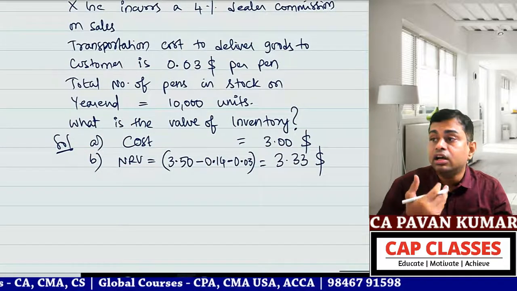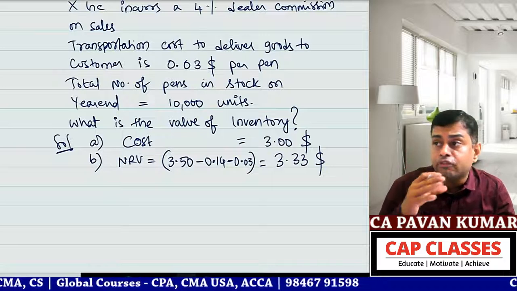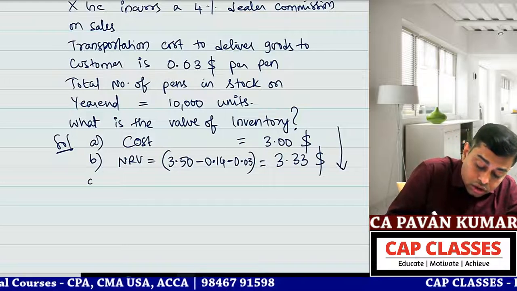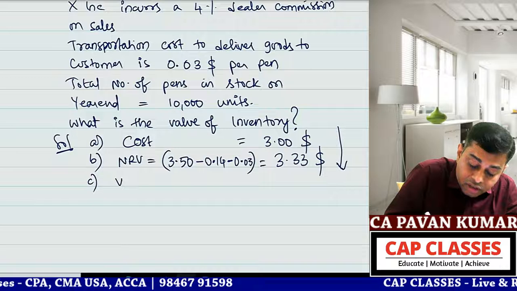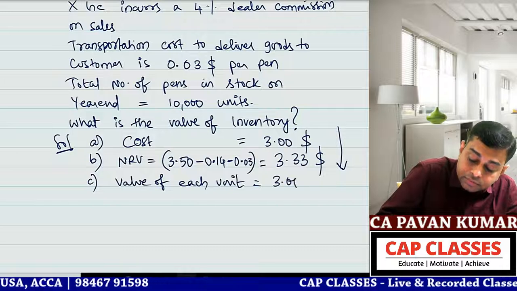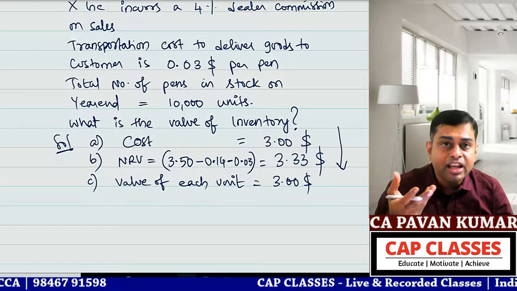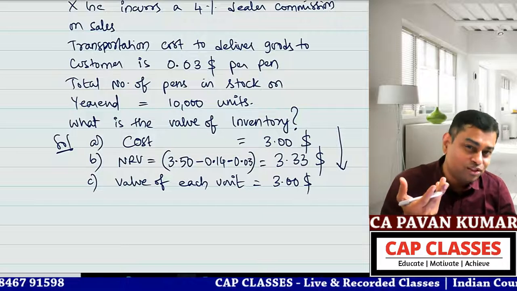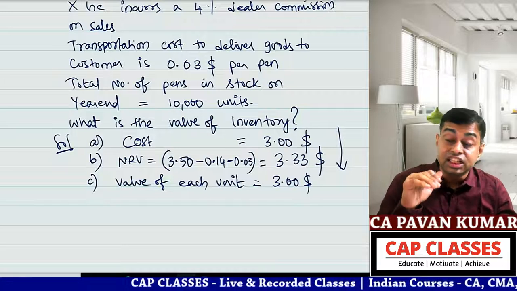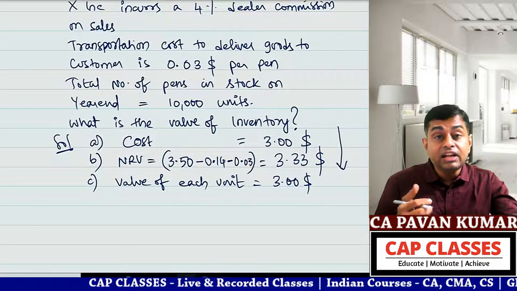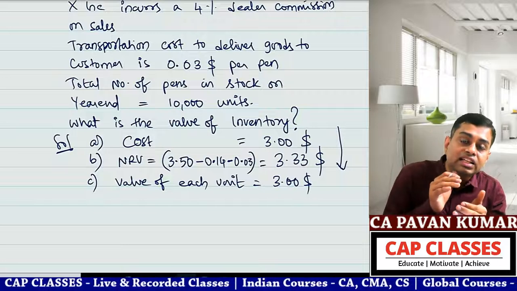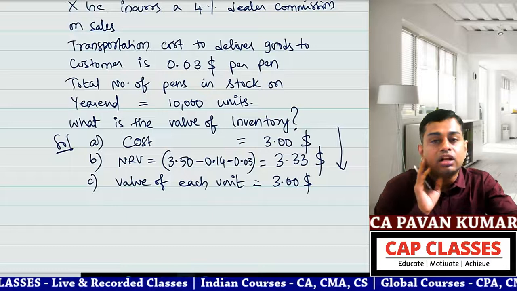So shall I take higher of A and B or lower of A and B? Lower of A and B, whichever is lower. So value of each unit is $3. Simple, unless it is a loss making product. Normally cost will be lower than selling price. So normally inventory will be valued at cost only, but in a situation where when you sell the asset finally you will be incurring loss, following prudence and conservatism we are recognizing the loss before only, that is cost or NRV, whichever is lower.